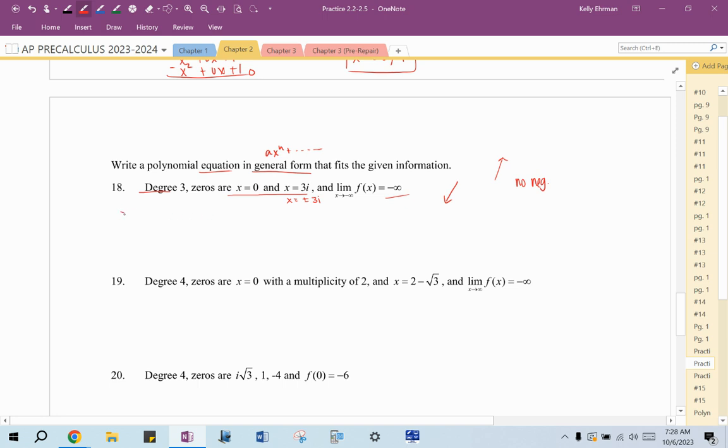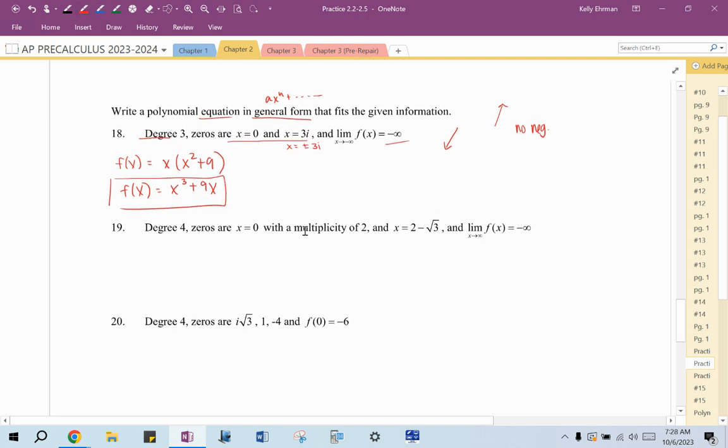Okay, so f of x is what I'm going to call mine. We don't need to include a negative sign or any other a value to fit a point. The zeros would be coming from a factor of x. And if I'm getting plus or minus 3i, that came from x squared plus 9. So general form would just make this f of x equals x cubed plus 9x.